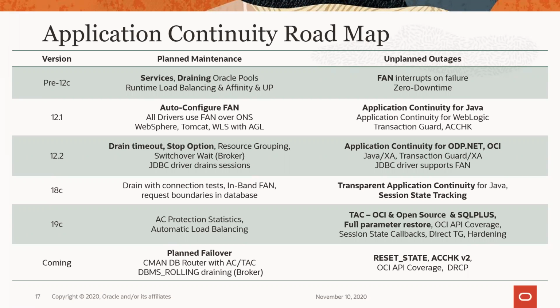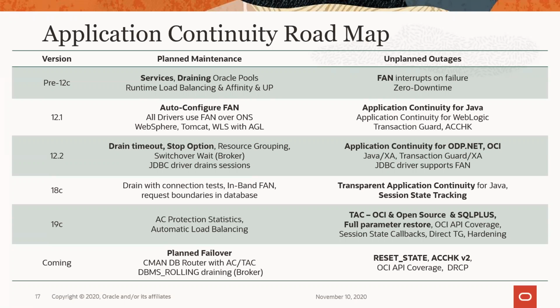We auto-configured FAN for you, the endpoints, so that your application, your connection pool, will receive the FAN events and know what to do with them. In other words, fail over the connection elsewhere, FCF and so forth. And then we added drain timeouts and stop options and group management of the drain events, or the initiation, in 12.2. We also introduced application continuity coverage for ODP.NET and OCI. And then we went into various other pieces.